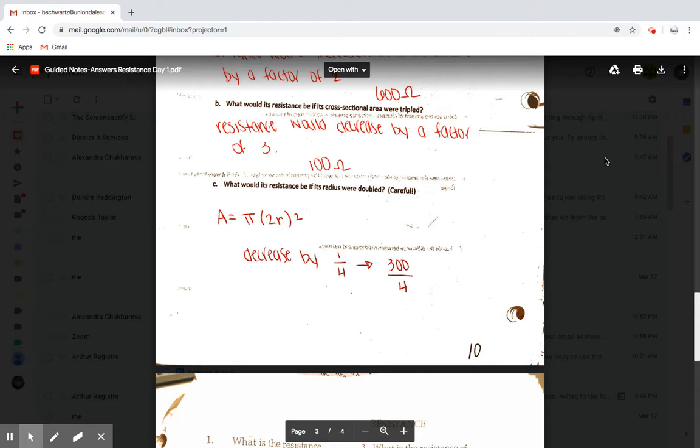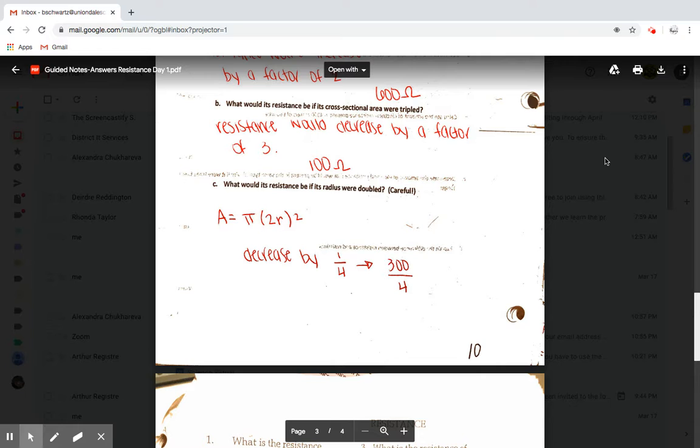So the first thing you need to do is think about, well, what happens to my denominator? Well, if I double my radius, that means that I'm squaring my r, so 2r squared, which means that I have 4 times as much in my area denominator. If my denominator increases by 4, that means that my resistance must decrease by 4 because they are inversely related. So 300 divided by 4, if you simplify, you will end up with 75 ohms.